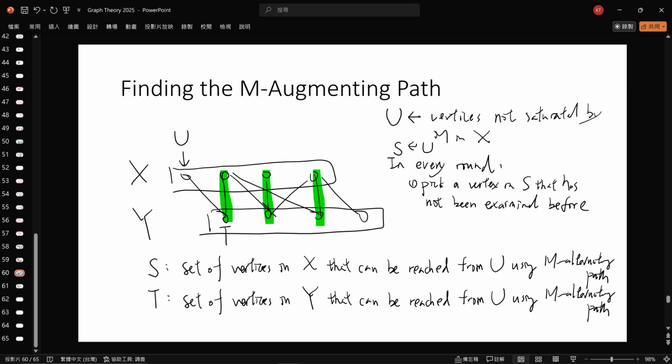Actually, here we have two possible cases. The first case is that this vertex that we just found is not saturated. In this case, we just found an M augmenting path, because we extend this alternating path and we reach some vertex in Y that is not saturated. If the vertex we reach is not saturated, then there's an augmenting path. Otherwise, if it is saturated, this means we have an edge that is in the matching. So we can go up. So there are two cases.